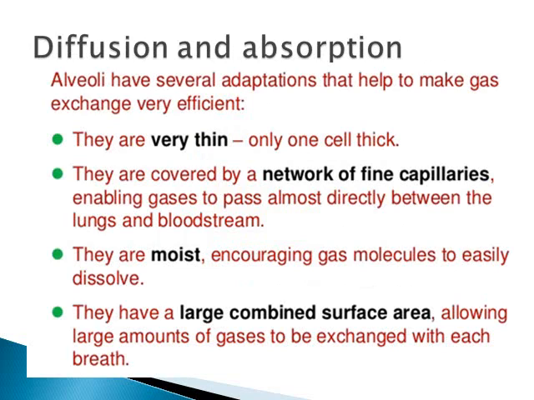So these are the characteristics which make the gaseous exchange very efficient in the alveoli, because they are very thin. In the previous slide I discussed that the cell membrane should be thin, and the thickness of the barrier, I discussed that factor. So the cell membrane of the alveoli is one cell thick, so that's why there will be a high rate of diffusion of gases, and they are covered by a network of fine capillaries enabling gases to pass almost directly between the lungs and bloodstream.